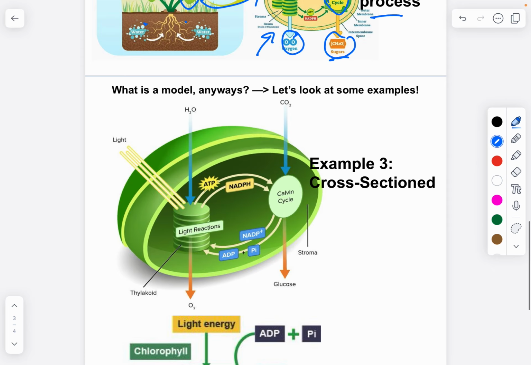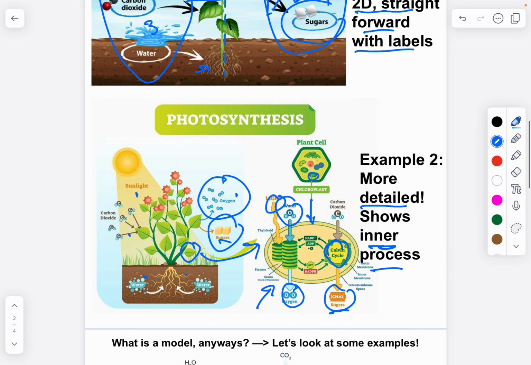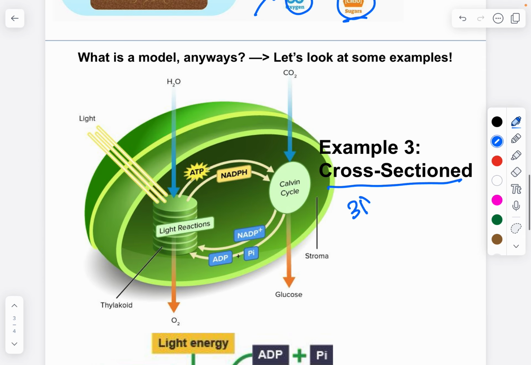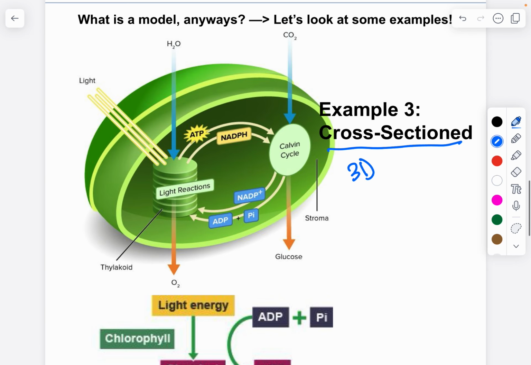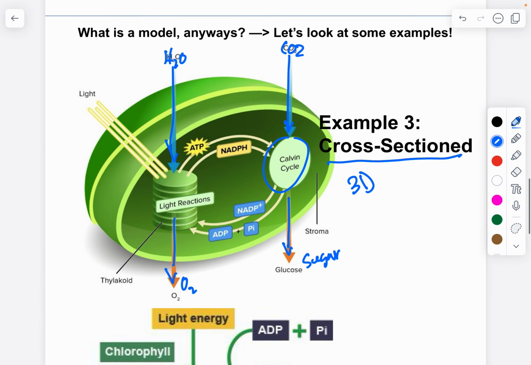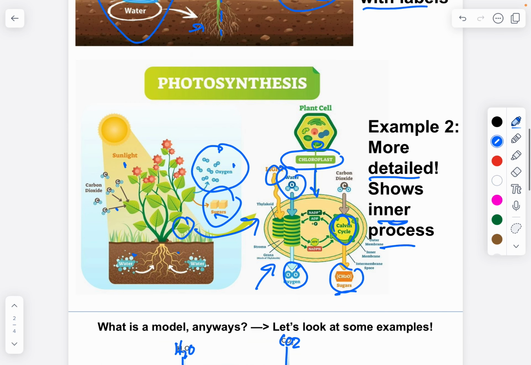Okay, let's look at another one. This kind of model is called a cross-section model. For a cross-section model, you can see that we are still looking at a chloroplast as well. But in this case, you can clearly see it's 3D and it's been cut in half. That's why it's a cross-section. You can see the Calvin cycle is labeled here. CO2 comes in, then you get glucose or sugar out. And then here you see H2O come in, and then you get oxygen out. It's really interesting. Now you can see that there are three different kinds of models.